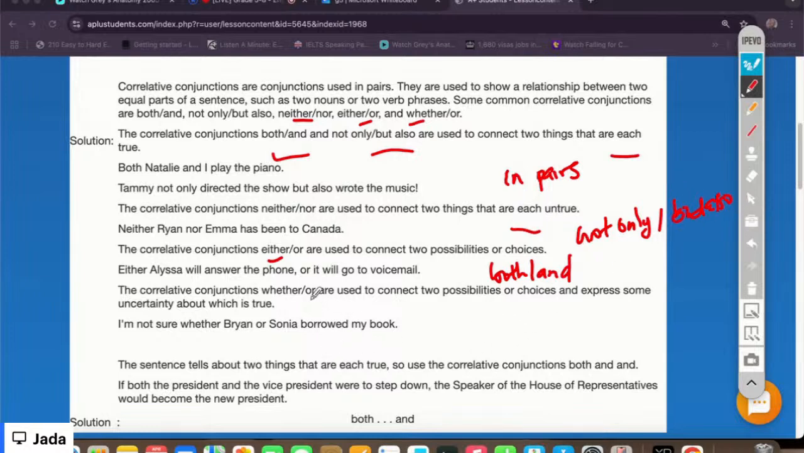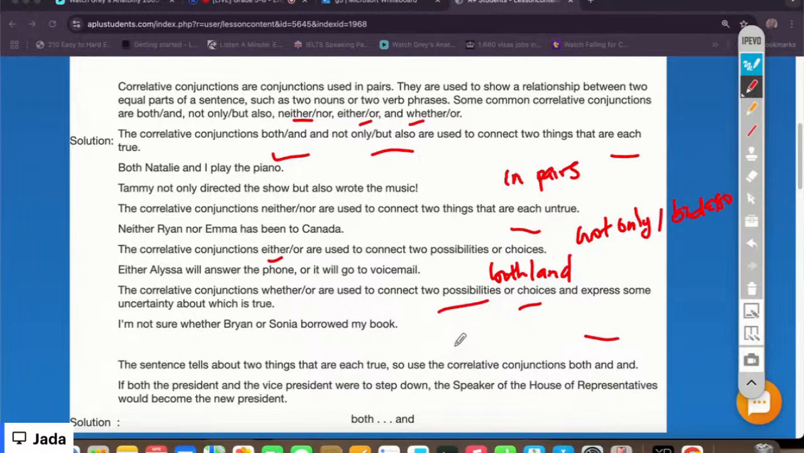The correlative conjunction whether or is used to connect two possibilities or choices and express some uncertainty about which is true. So it expresses that maybe this is true or maybe this is not true. We are not certain yet. So it shows some kind of uncertainty. I'm not sure whether Brian or Sonia borrowed my book. So it's a possibility, but you're not certain, you don't know if it happened.